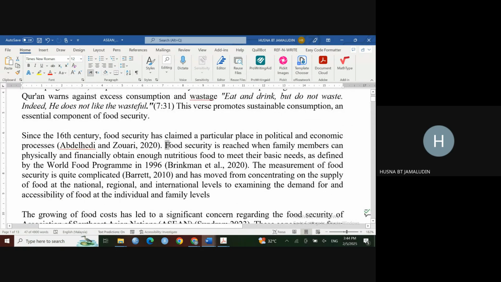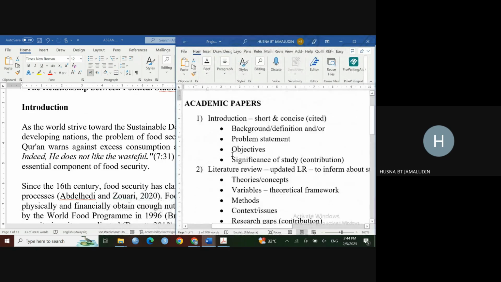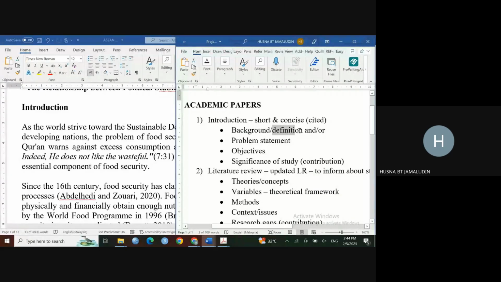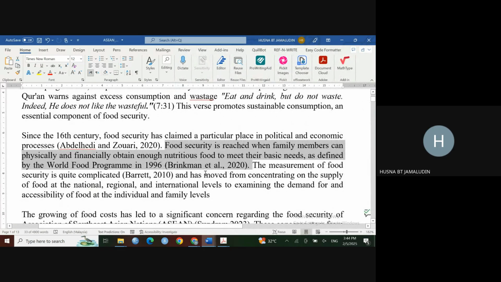Suddenly you define food security here. Normally if you want to define, you can put it early. Remember I put here, you can start with the definitions or background, but then come up with the problem statement. You have to have a nice flow so that people can follow your argument. At the moment, everything is here and there. So it's actually hard for me to understand.